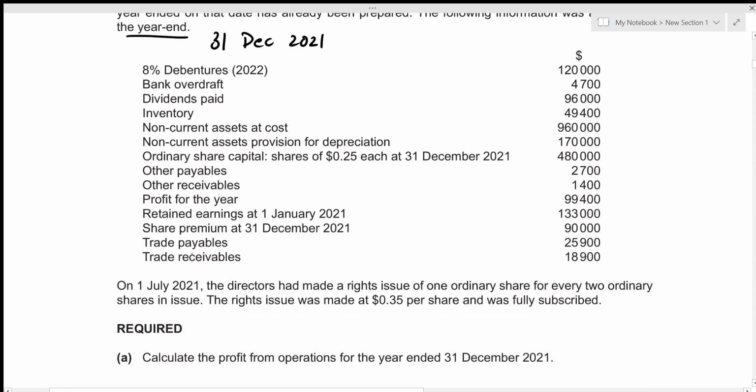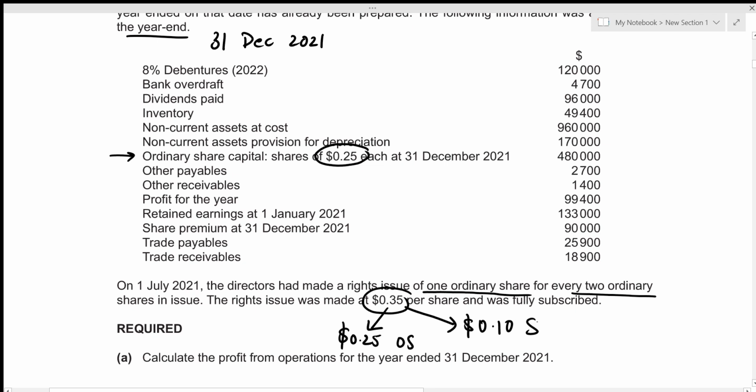On 1st July 2021, the directors had made a rights issue of 1 ordinary share for every 2 ordinary shares in issue. And the rights issue was made at 0.35 per share and was fully subscribed. We can see that the nominal value of the ordinary share capital is 0.25, meaning that the rights issue was done at a premium. So out of 0.35, 0.25 will be that of the ordinary share, whereas the remaining 0.10 will be of the share premium. Now let's have a look at the first question.